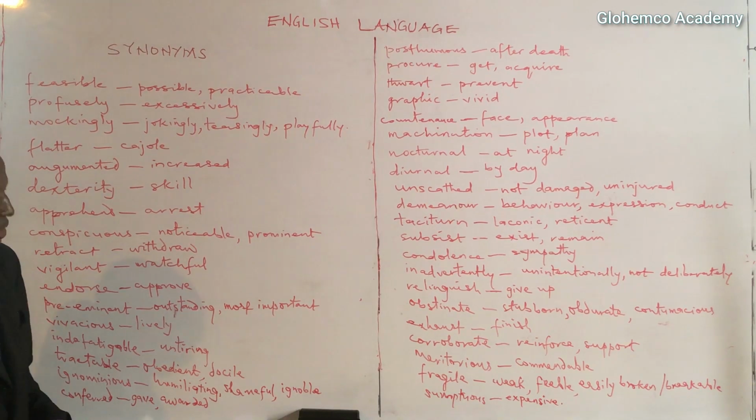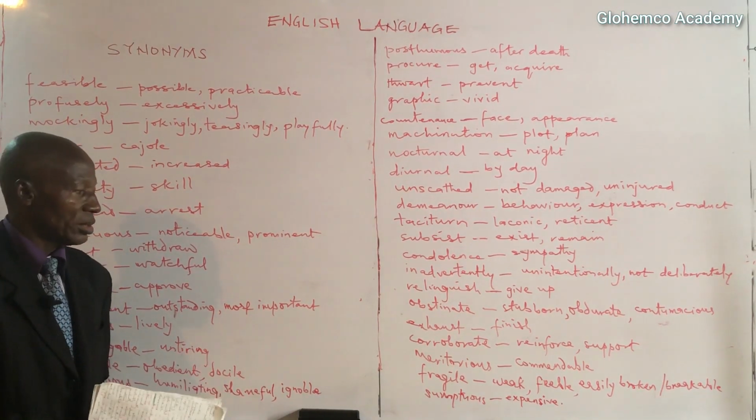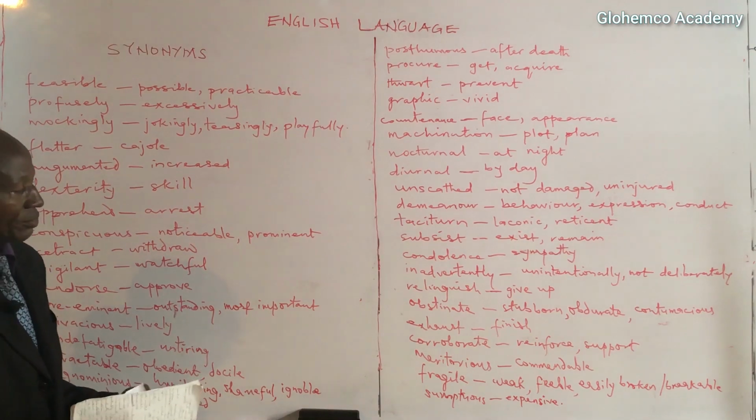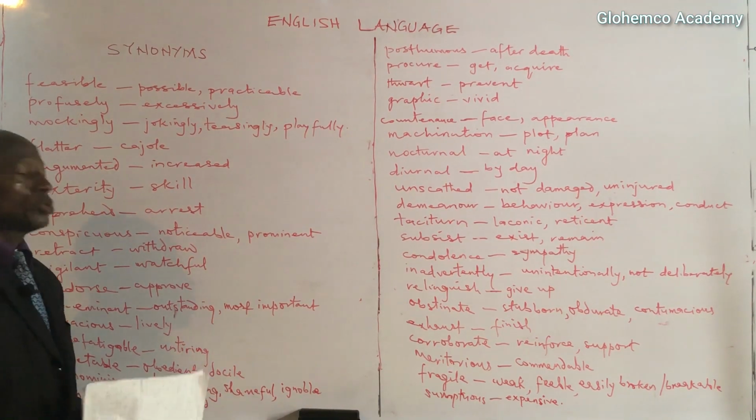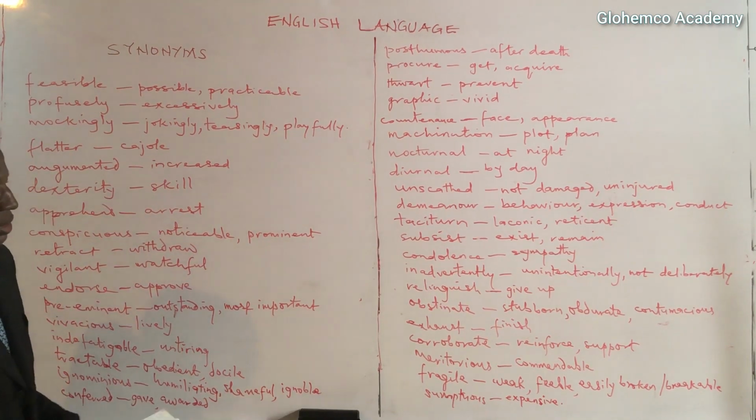Then we have obstinate. When a person is said to be obstinate, they are very stubborn, obdurate, and contumacious. That is being obstinate. Do it, and he doesn't do it. Go there, he doesn't want to. And so you say the person is obstinate, very stubborn, obdurate, or contumacious.